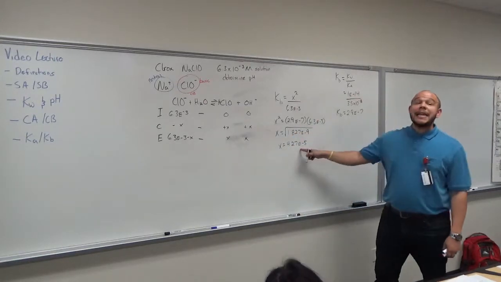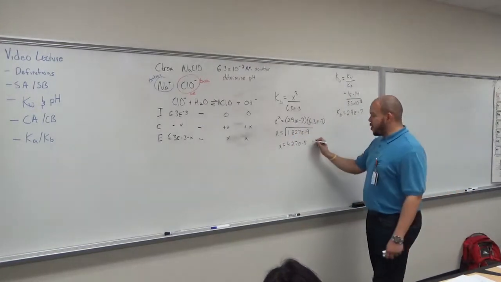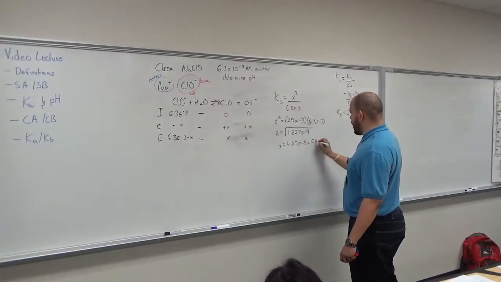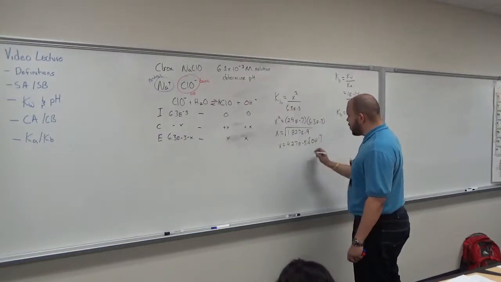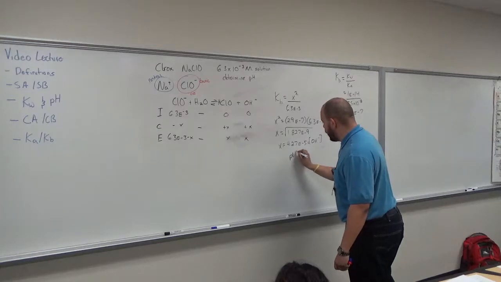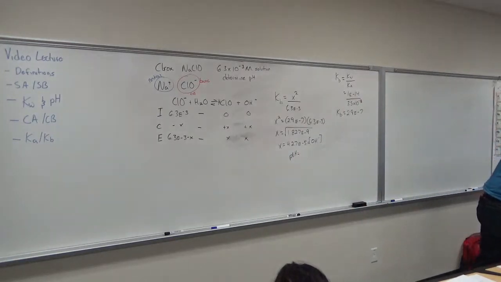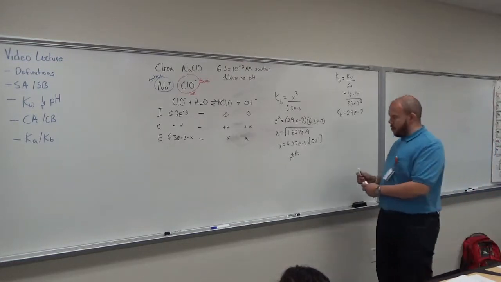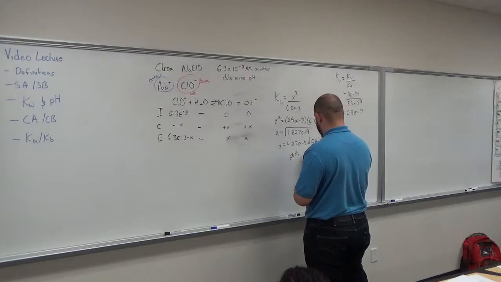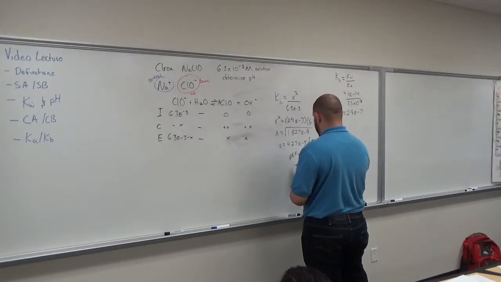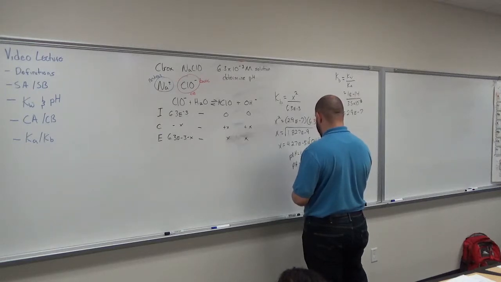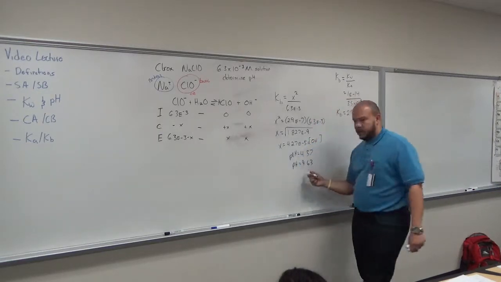Now, this value is equal to the OH minus concentration, which can then be calculated using pOH. So the pOH is negative log of this value, 4.37. And therefore pH is equal to 14 minus this, so we should be dealing with 9.63.